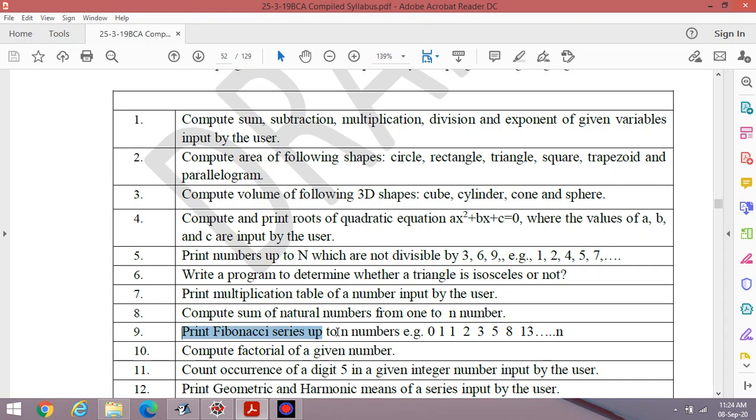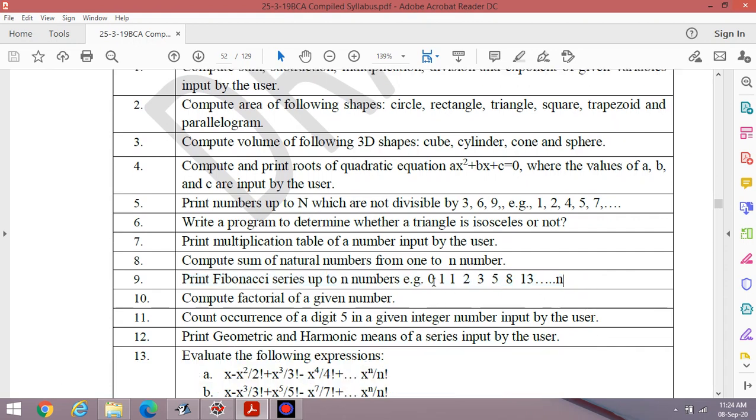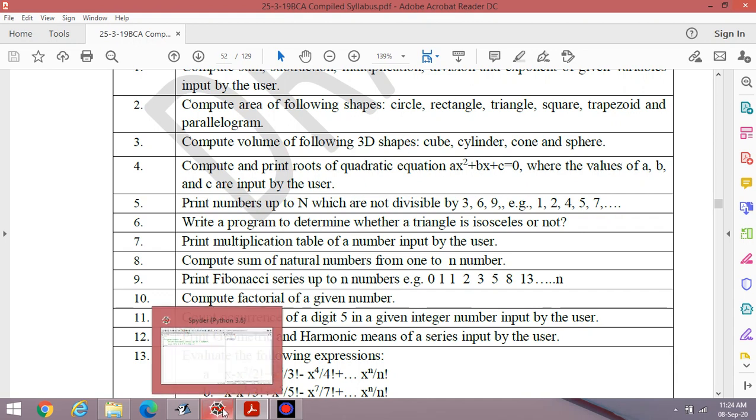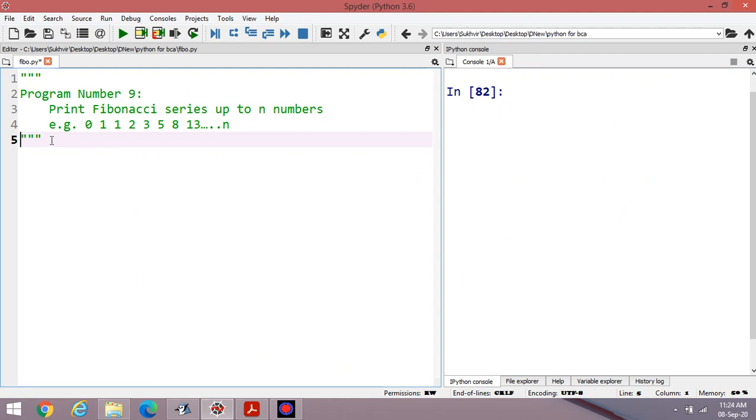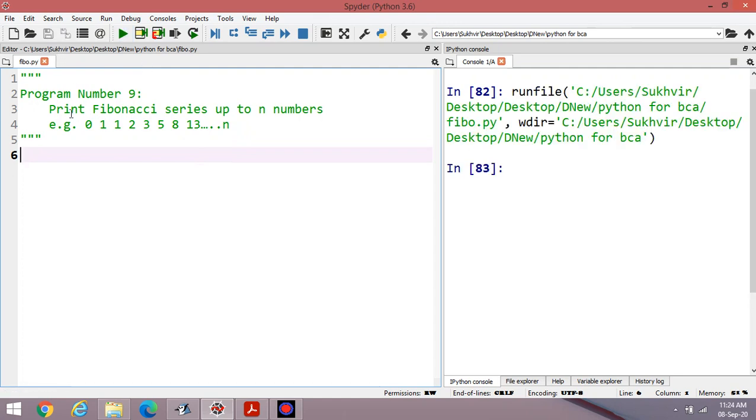Today I am going to discuss the ninth program, that is Fibonacci series up to n numbers. For example 0, 1, 1, 2, 3, 5, 8, 13 and so on up to n numbers. To run the program, I am using the Spyder platform. This one is the program number 9, print Fibonacci series up to n numbers.